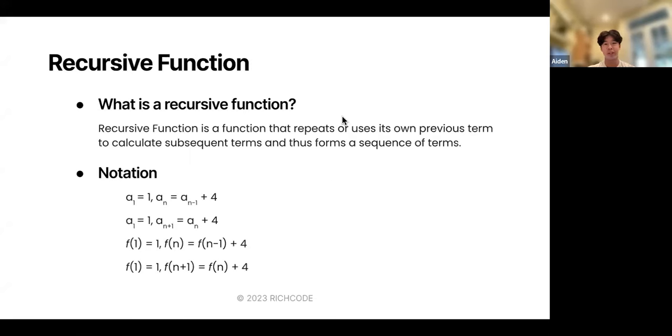So now that we know what a function is, what is a recursive function? A recursive function is any function that repeats or uses its own previous term to calculate the next terms and then forms a sequence of terms. So if f of 1 is equal to 1, and the function is that f of n is equal to f of n minus 1 plus 4, that would be a recursive function, since f of n is using n minus 1 to calculate what f of n is. And this is kind of the basic notation for a recursive function.